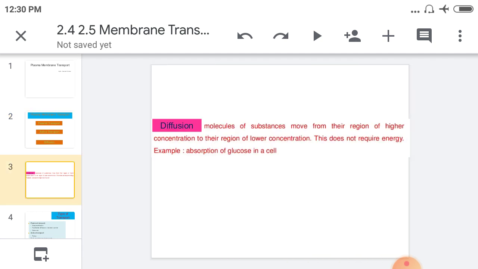Firstly, talking about diffusion. What is meant by diffusion? The molecules or the substance move from the region of higher concentration to the region of lower concentration, and this does not require energy. It means any type of molecular transport from higher concentration to lower concentration without use of any type of energy is called diffusion, and the very best example is the absorption of glucose in a cell.